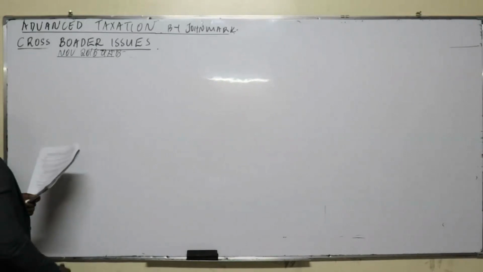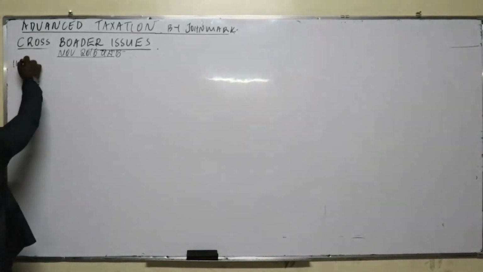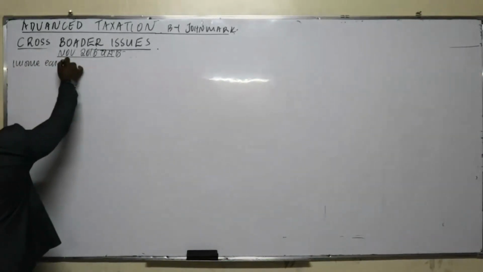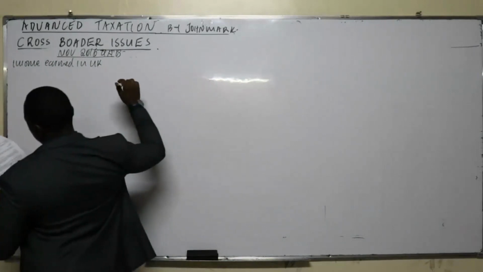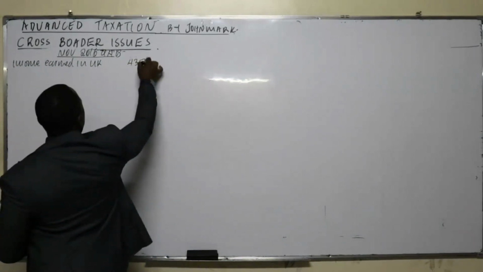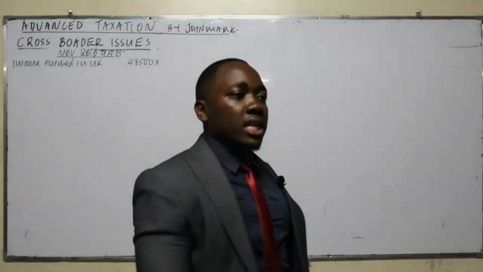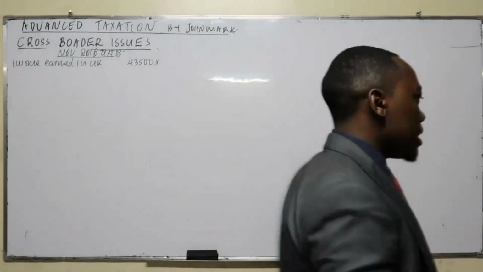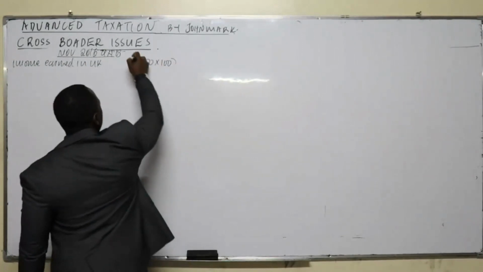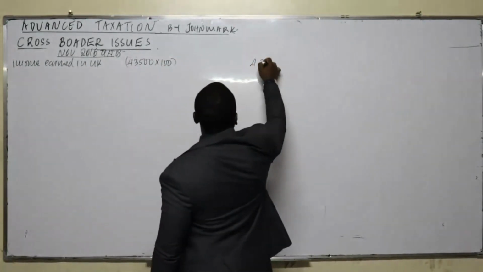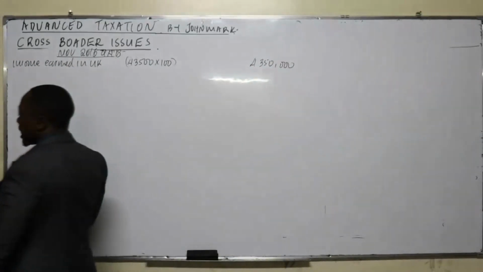So he was working in UK. How much did he earn in UK? He earned an equivalent of 43,500 pounds. Remember, he's being assessed in Kenya, so you have to convert them into Kenyan shillings. What was the applicable exchange rate? 1 pound is equivalent to 100. So you multiply by 100, and that will be equivalent to 4.35 million, right? Then you determine the income earned in Kenya.